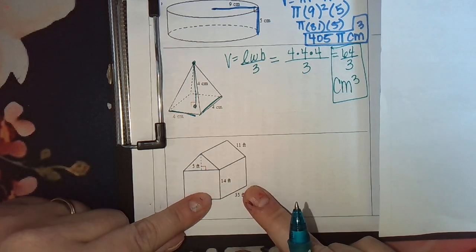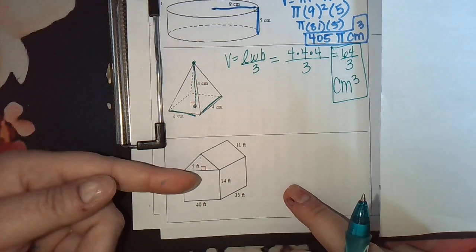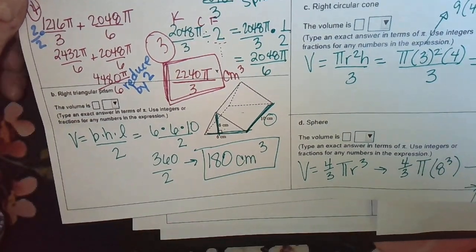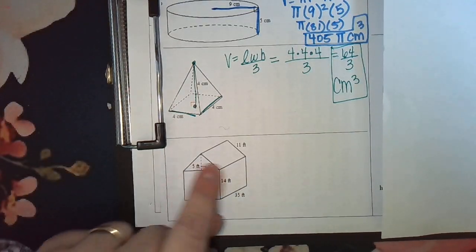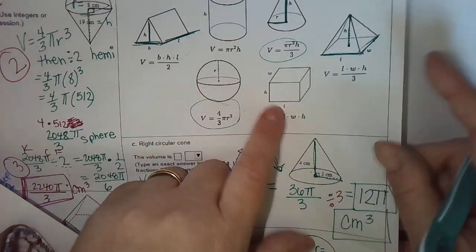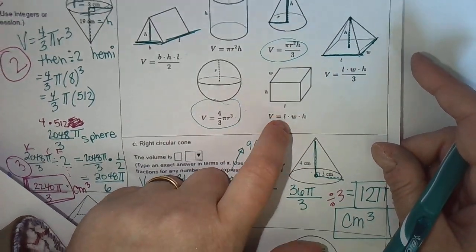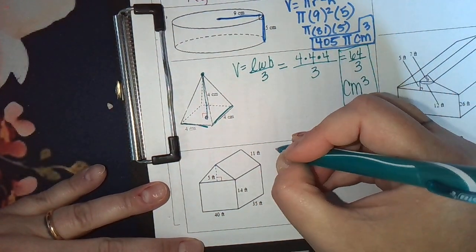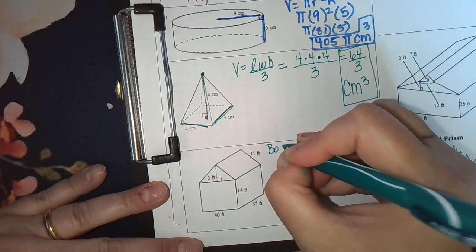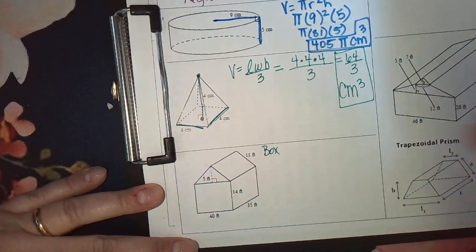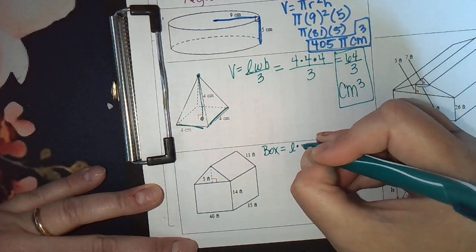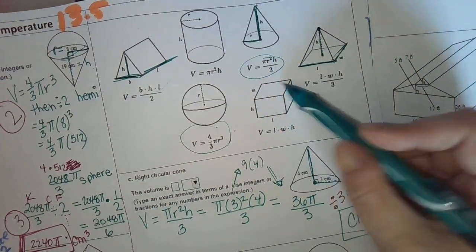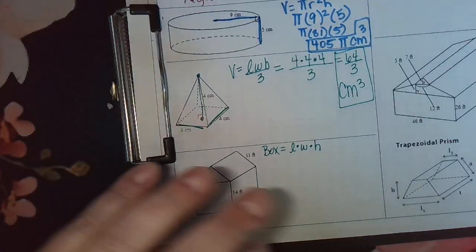Uh-oh, what do we got here? Okay, we got to find the volume of this barn. Okay, well, let's see. First, we got a rectangle-looking thing on the bottom. That rectangle-looking thing on the bottom, his formula is length times width times height. Okay, so the box-looking thing, that's going to be length times width times height, because it's this box-looking rectangular prism kind of thing.